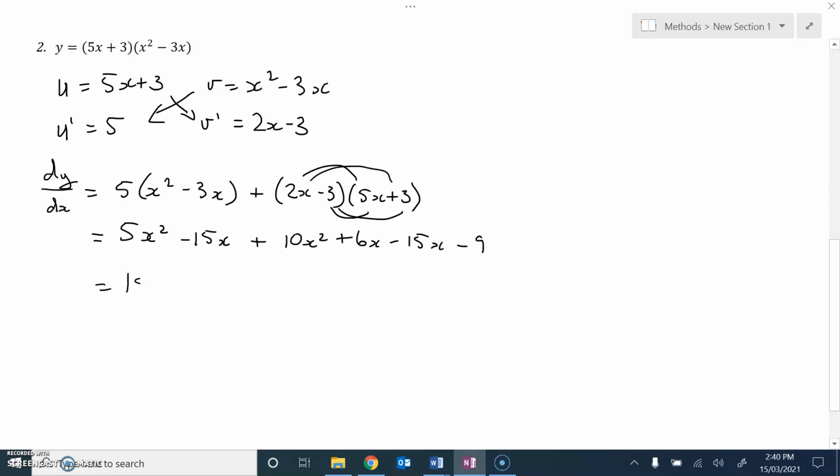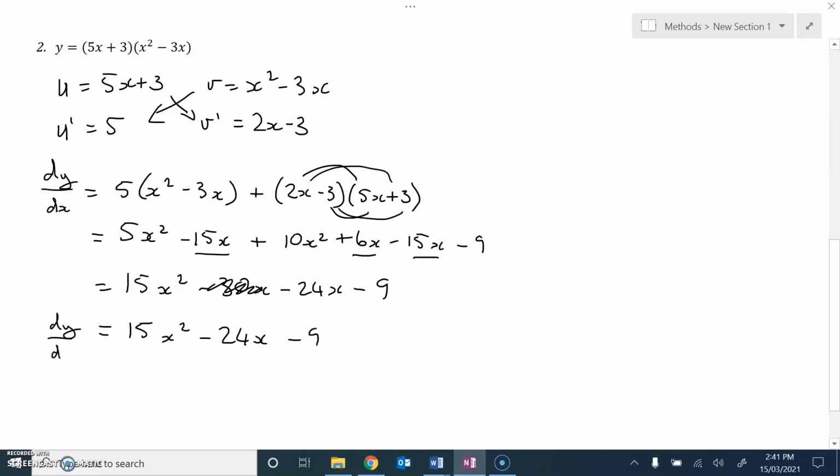5x squared plus 10x gives me 15x squared, and, oh no, try that again. I forgot about the x terms: we've got minus 15x plus 6x minus 15x, which gives minus 24x, and then we've got minus 9. So I'll just rewrite that. My answer: 15x squared minus 24x minus 9, and that's the derivative of y with respect to x.